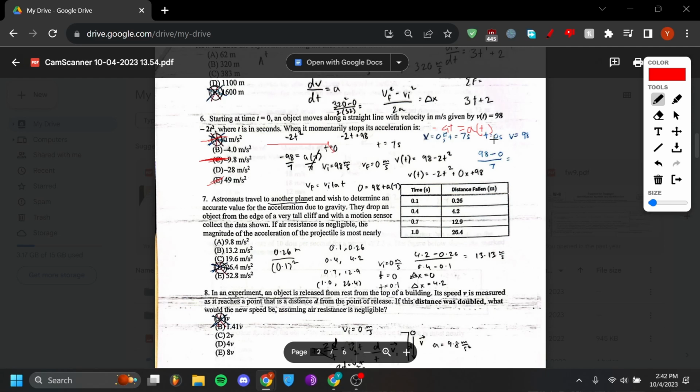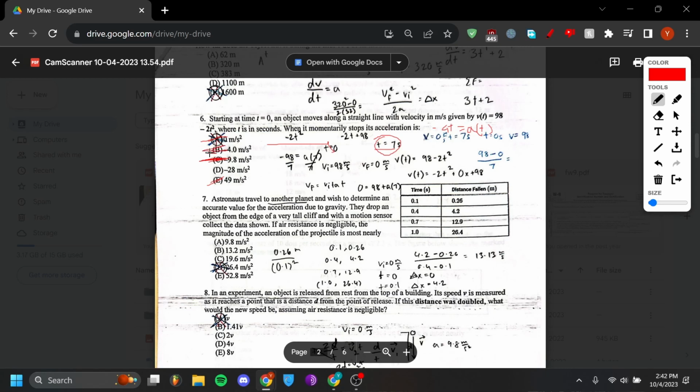So just looking for 5, 6, 7. So at t equals 7, it's going to be stopping, right? It's going to be stopping at t equals 7, momentarily at least.